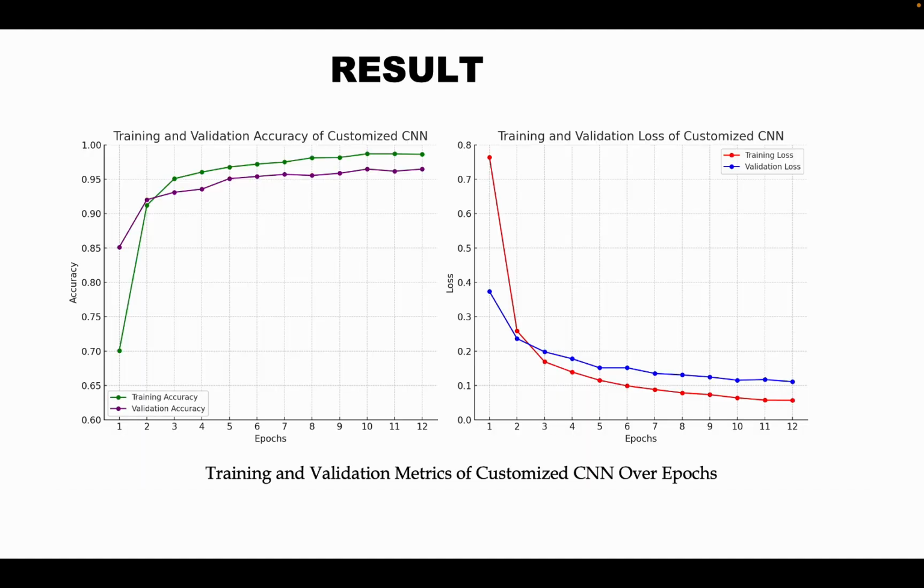In this scenario, the first figure shows the training and validation accuracy over epochs. Over the epochs, both accuracies improve. The second figure shows the training and validation loss over epochs.